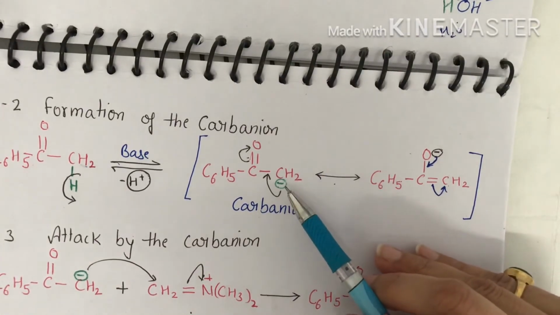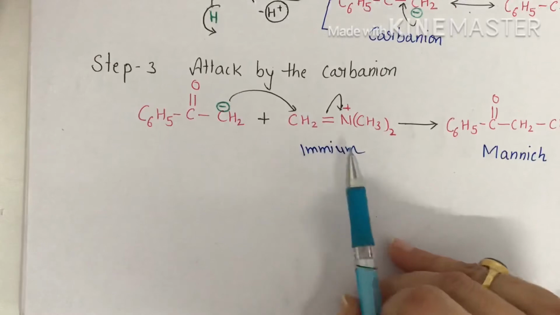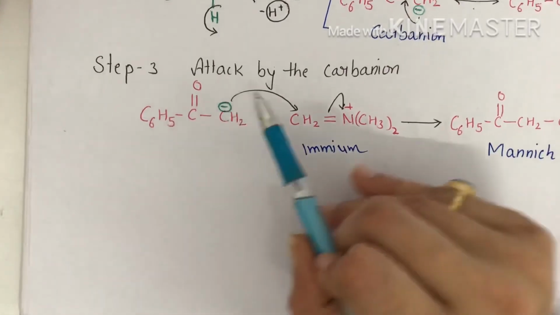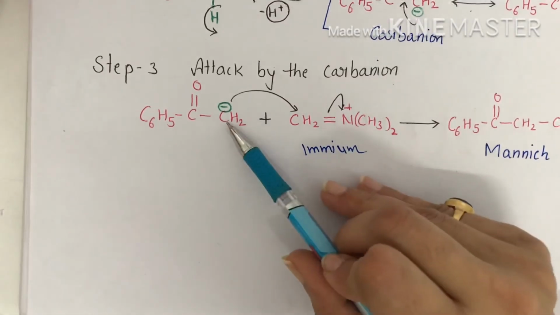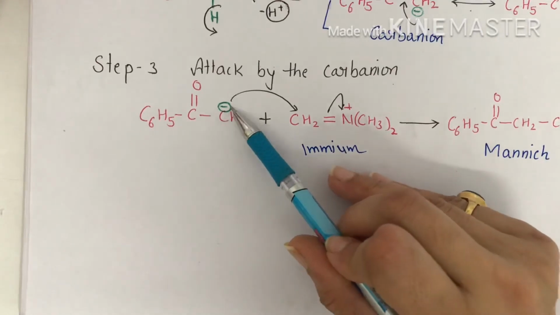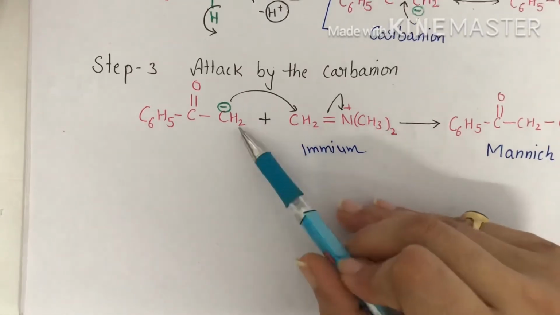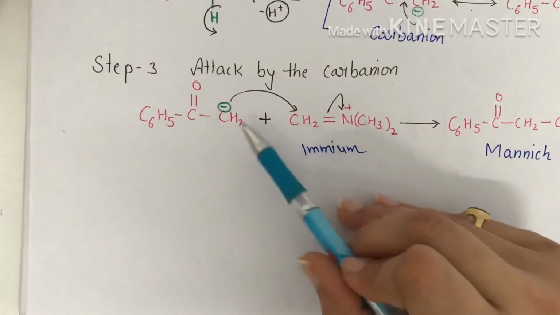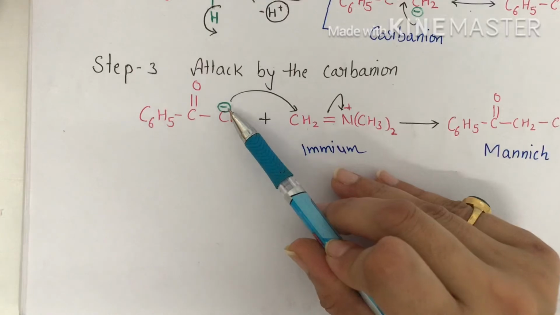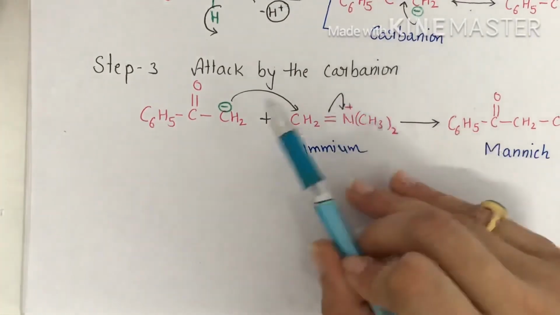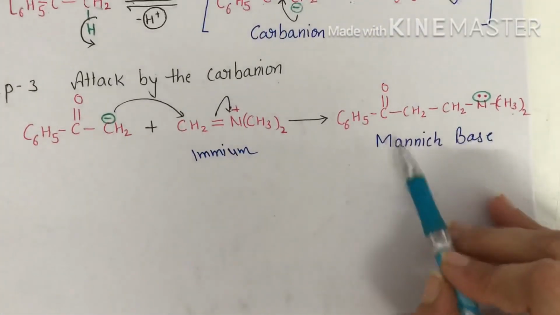Then what will happen in the next step? This carbanion attacks the iminium ion. So step 3 is attack by the carbanion on the iminium cation, right? So this carbanion, in which the carbon bears a negative charge, attacks the carbon atom and makes a bond. Actually, it is a nucleophilic addition reaction. So this reactant, the carbanion formed in step 2, attacks the iminium cation, and this nucleophilic addition product is formed, that is Mannich base.